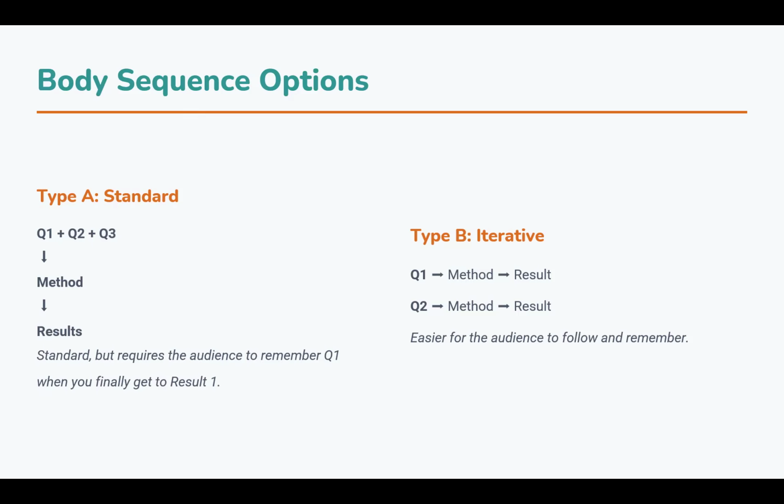But if you choose type B, what happens? We move from research question to question. We take question 1 and we tell how we address that in our methodology and what are the results you gained for research question 1. Then you move to research question 2 and you reveal the method and result. You see, the audience is put in a much easier position to understand. I think type B is much more effective.